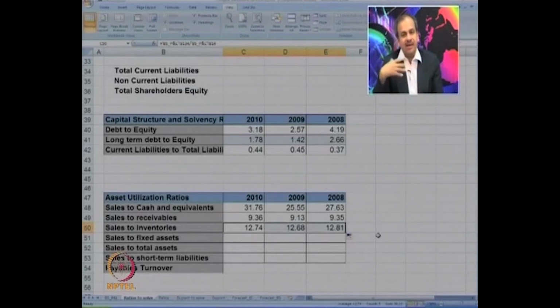Higher ratio would be advisable, because a ratio of 12 indicates that they keep about 1 month inventory. If they can reduce inventory while increasing the sales, that will be better for them.